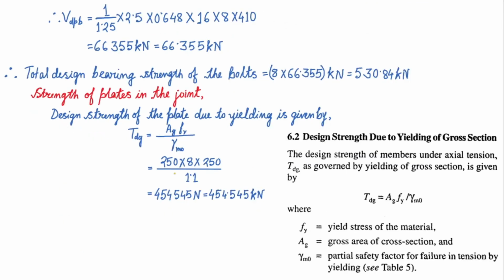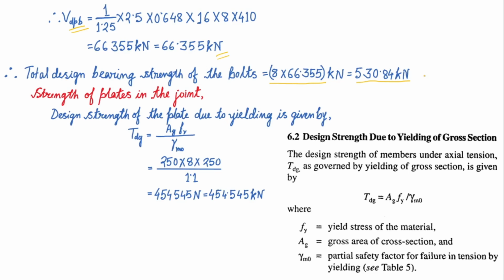So finally design bearing strength D PB comes out as 66.355 kilonewton. Therefore, total design bearing strength of bolts, as we have used 8 numbers of bolts, comes out as 530.84 kilonewton.